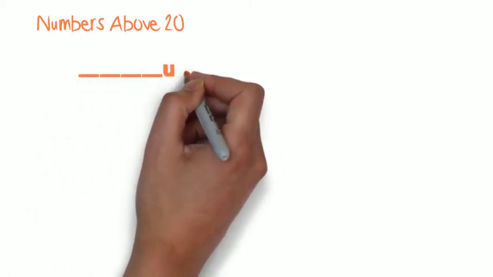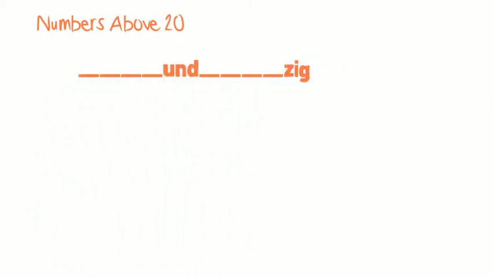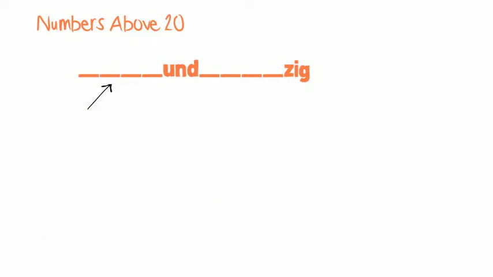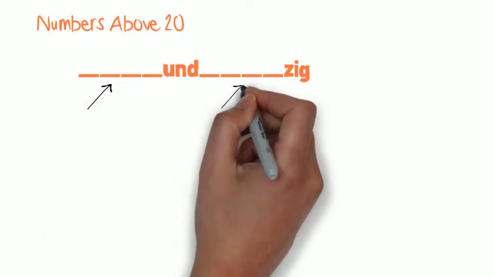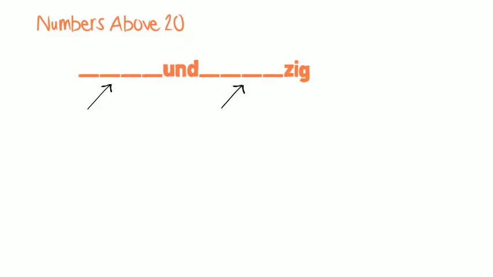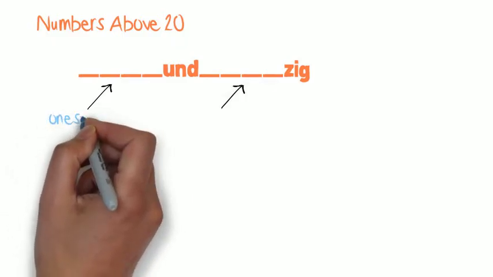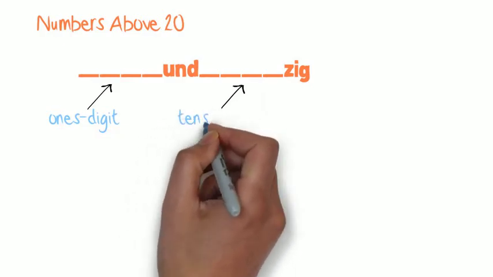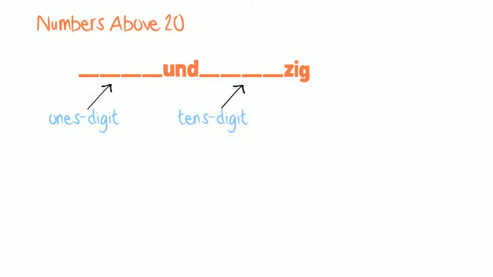Now let's discuss what to do with numbers above 20. Once you know the numbers from 1 to 20, the bigger numbers are actually pretty simple. The formula is that numbers above 20 will follow a pattern. You will say blank und blank sich, spelled all as one word. Unlike English, the first blank will be the ones digit, and the second blank will be the tens digit. This is in backwards order for English speakers, so it takes a little getting used to.